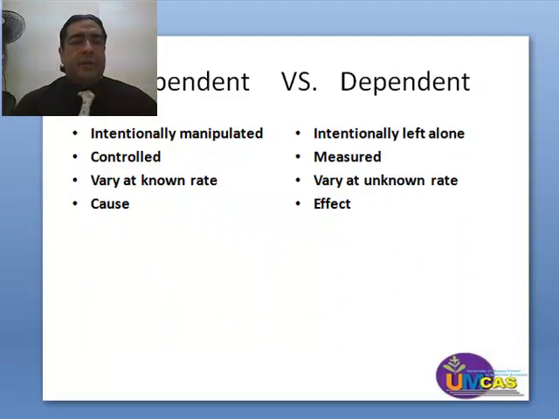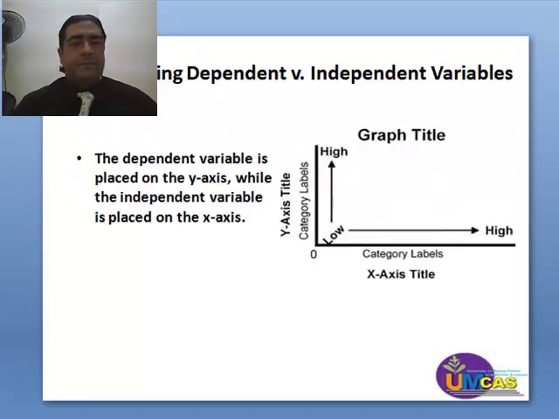Here you can see briefly the differences between independent and dependent variables. Independent variables are intentionally manipulated, controlled, vary at known rate, and cause. On the other hand, dependent variables are intentionally left alone, measured, vary at unknown rate, and effect. The dependent variable is placed on the y-axis, while the independent variable is placed on the x-axis.